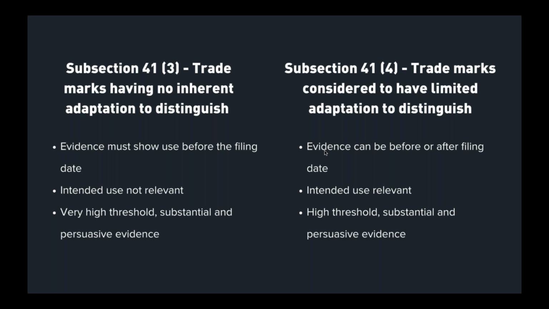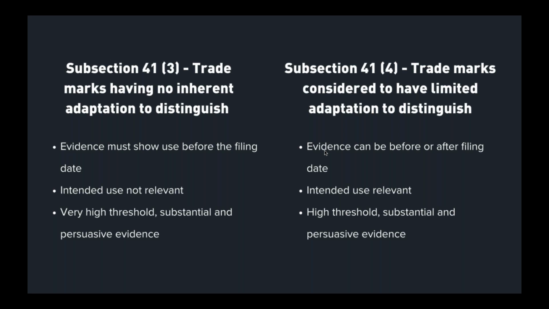The main differences are that for subsection 41.4, you can provide evidence of use from before or after the day that you applied for your trademark. For subsection 41.3, the only evidence that will be relevant is evidence that you used the trademark in Australia before you applied for it. For subsection 41.4, you can also show how you plan on using the trademark if you haven't actually used it that much already.